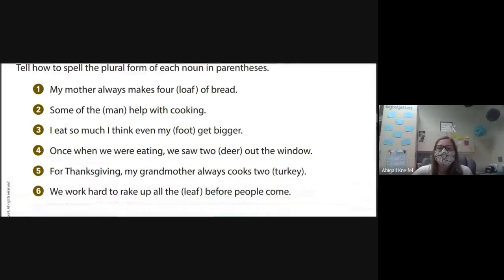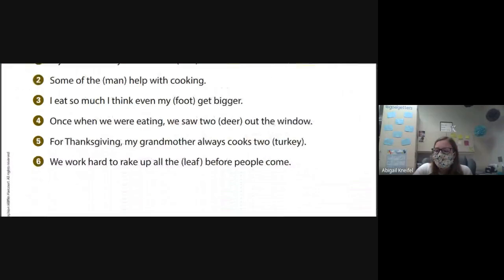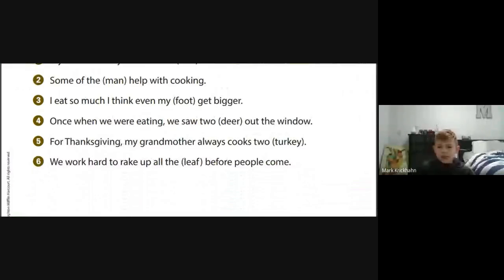For Thanksgiving, my grandmother always cooks 2 turkeys. How do we make turkey plural? Anyone? How do we make turkey plural? Olive? Add an S on it? Yeah, that one's just a regular old noun. You just add an S, I think. Or is it add IES? I think... No, you're right. It's an S because there's a vowel behind the Y. So you're right, IES is not a word. I just checked on my phone to make sure.